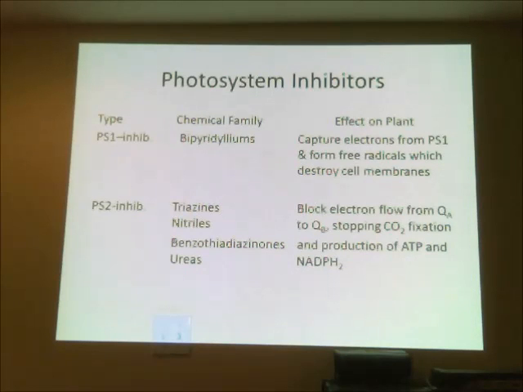They block electron flow in the process. These are some of these intermediate electron capture molecules, Q sub A, Q sub B, and this stops carbon dioxide fixation, which means that you're not going to be able to produce ATP or NADPH2, the reduced form of NADP, and again, that's going to wind up killing the plants.